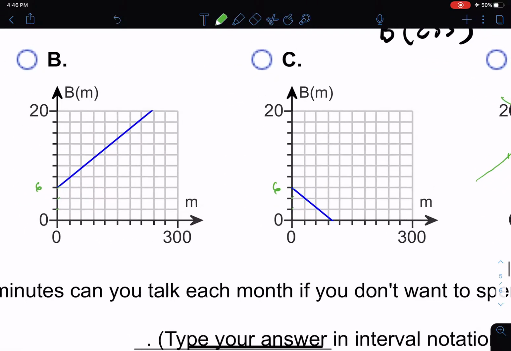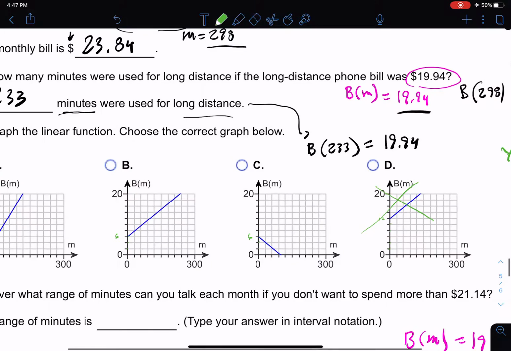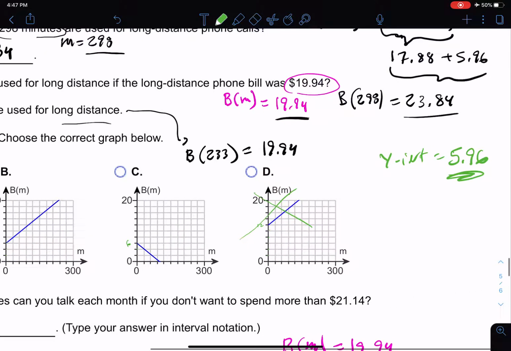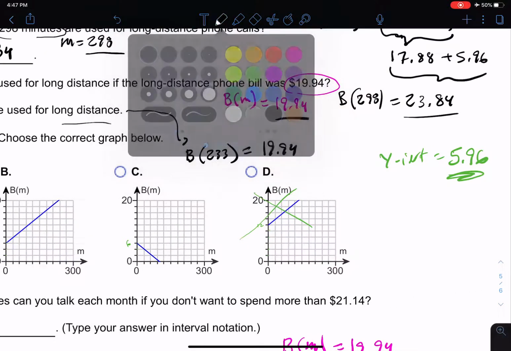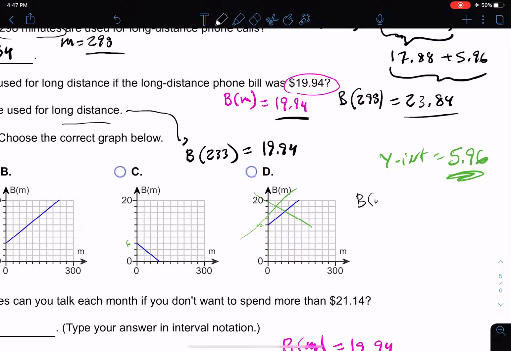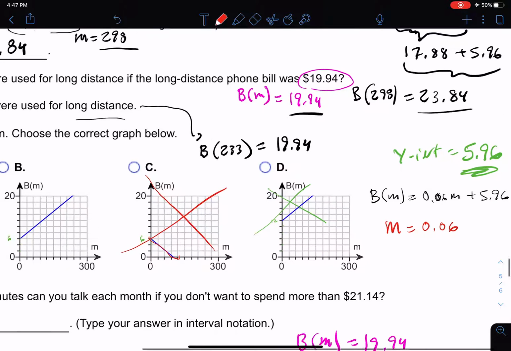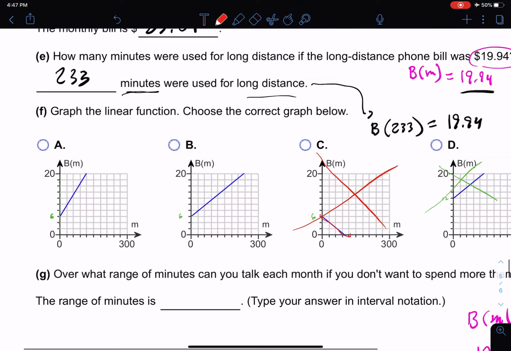$6. Now the other thing to notice, when we look at our formula, remember our formula, let's write it down again: B of m equals 0.06 m plus $5.96. This slope right here, the slope is positive, right? And this slope is negative, so that is not possible. Okay, so now we're down to 2 possibilities.